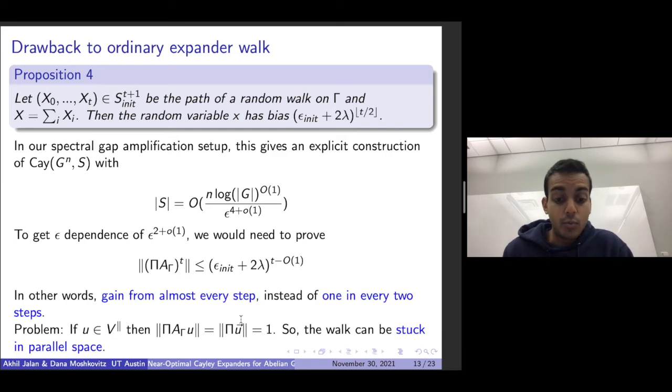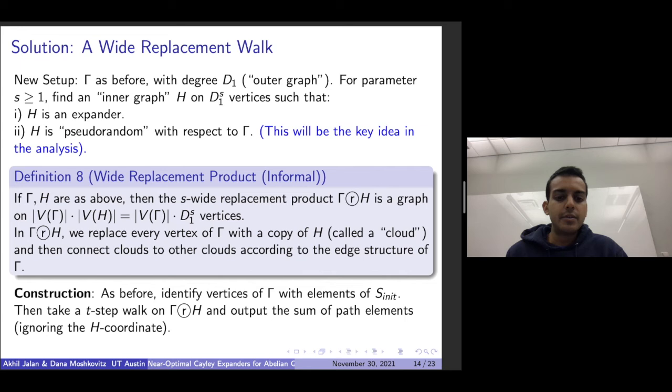And so that motivates what does work, which is the wide replacement walk. The wide replacement walk is a product of two different graphs. The gamma graph is the same as before, and let's suppose it has degree d1. Then for some parameter s, we need to find an inner graph H on d1 to the s vertices with two properties. First, H should be an expander, and second, H should be pseudo-random with respect to gamma. This is actually the key idea in the analysis.